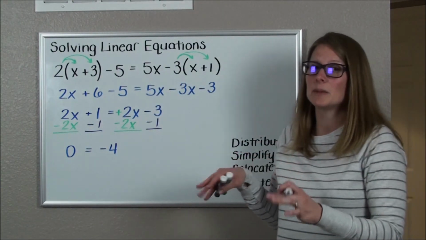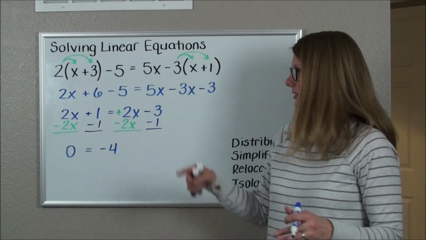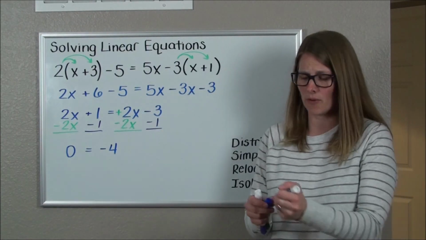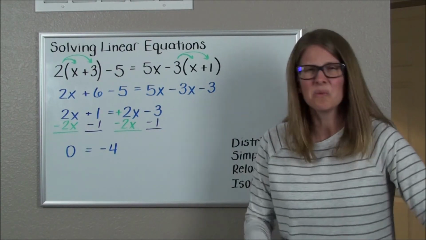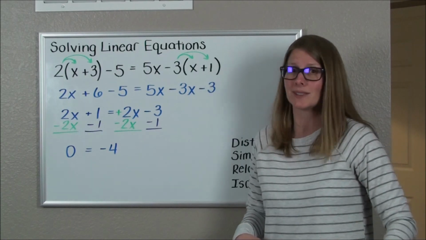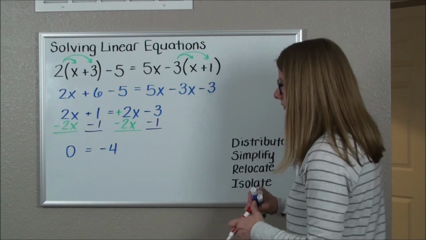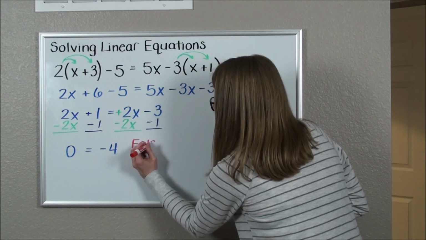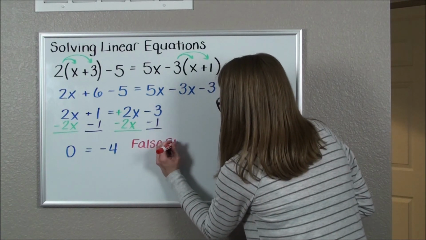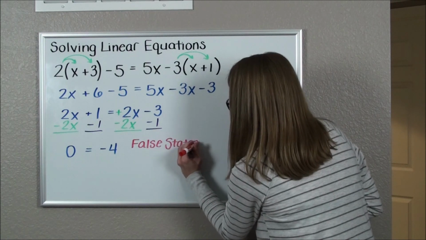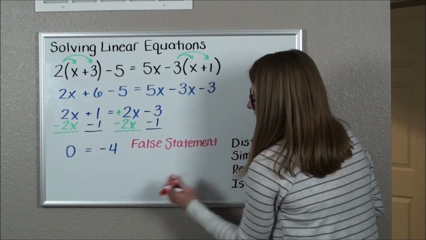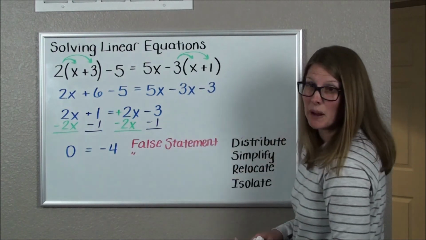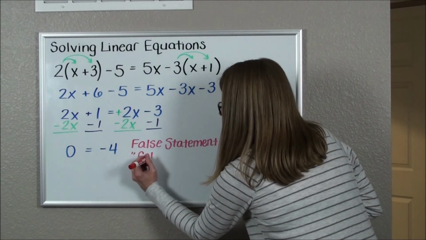This is not telling me that x is negative 4. This is telling me that 0 is negative 4. And if I told you that 0, well, that's just the same thing as negative 4, you'd say, no, it's not. 0 is different from negative 4. So this right here is what I would call a false statement. It is not true that 0 is the same thing as negative 4. We call that, in fancy math talk, a contradiction.